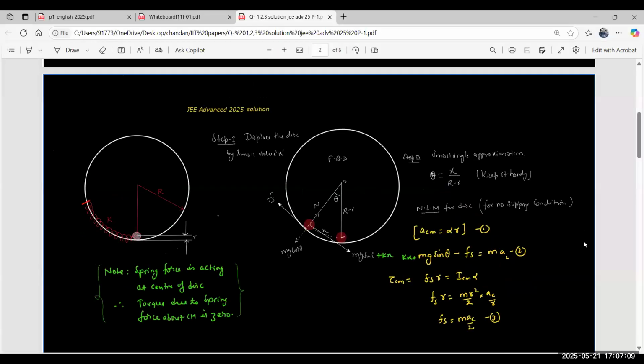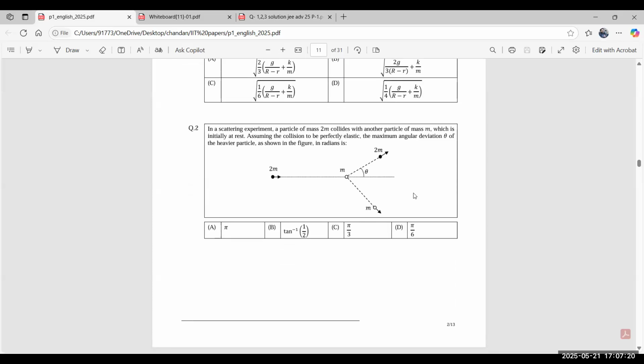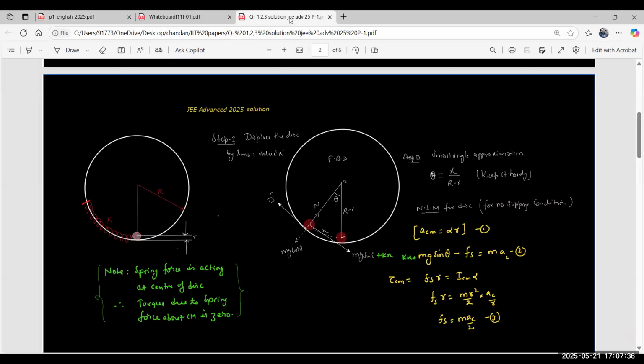Okay. So I'll go to the next problem. First, let me show you the problem here. So again, this problem can be solved in multiple ways. This is from the concepts of collision, center of mass, energy conservation, momentum conservation. So you can read the problem for as much time as you need, and then let me show you the solution.